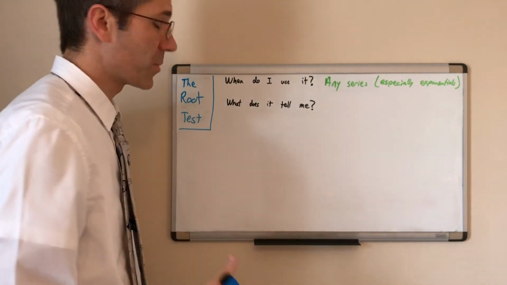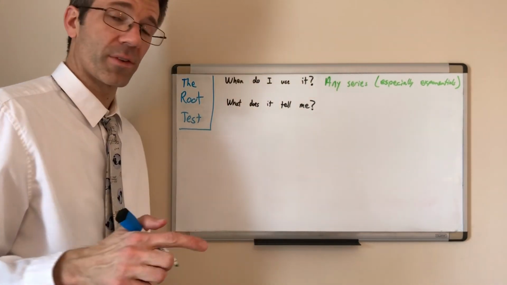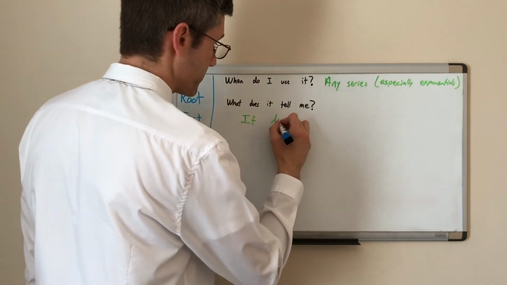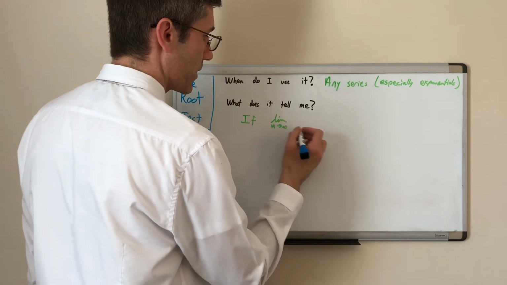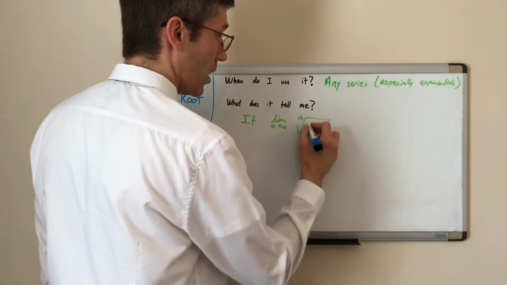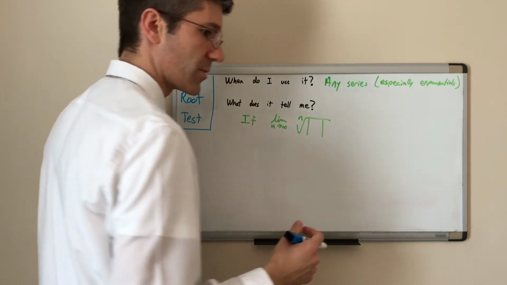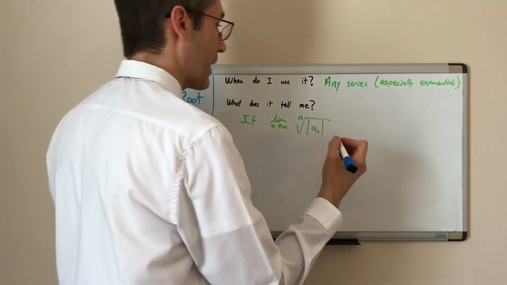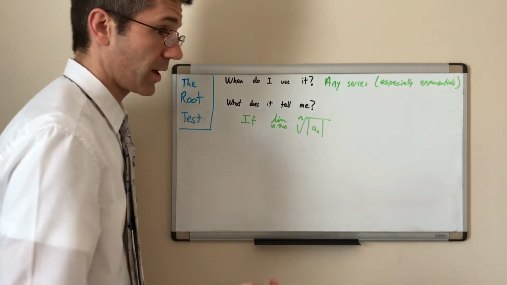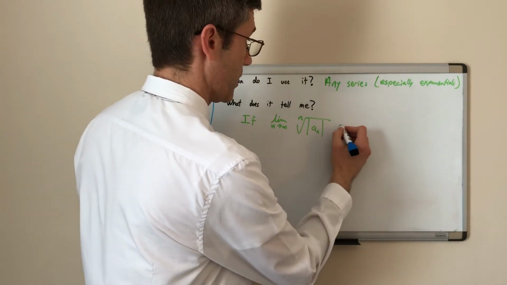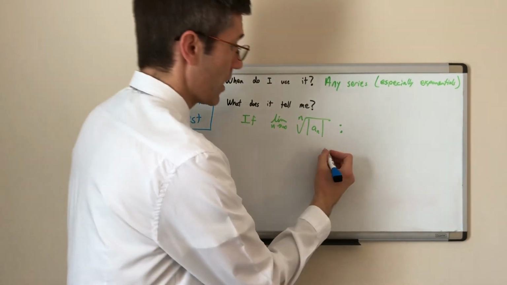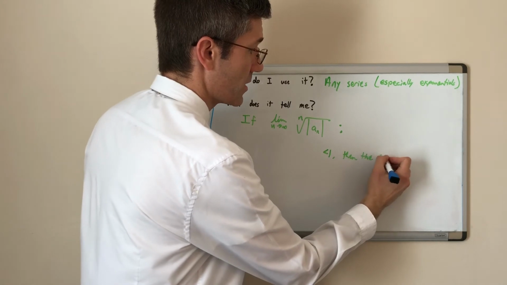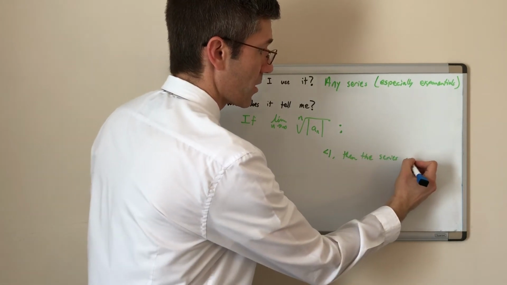So what does it tell me? Well, it tells me 3 different things. Well, 2 different things and then one that's inconclusive. If I take the limit as n approaches infinity of the nth root of the absolute value, because we've got to keep it positive, right, of a sub n, I get 3 different answers. If it's less than 1, then the series converges.